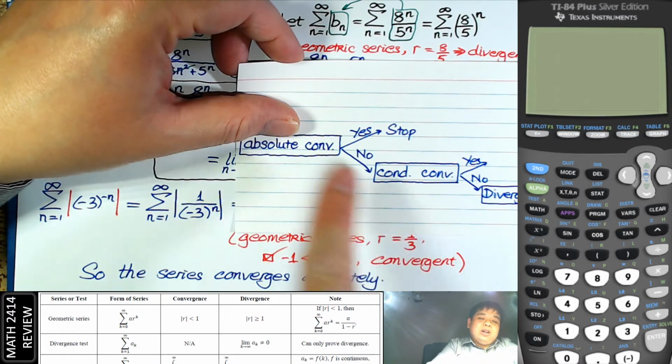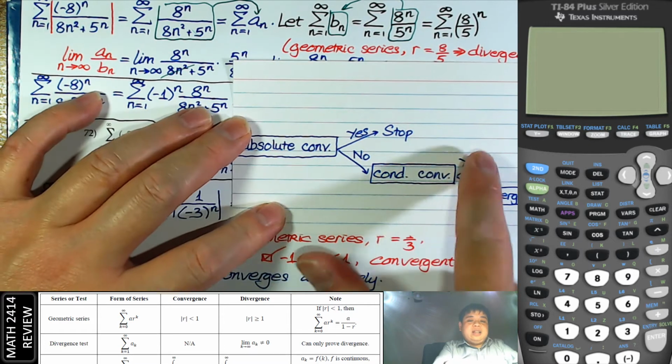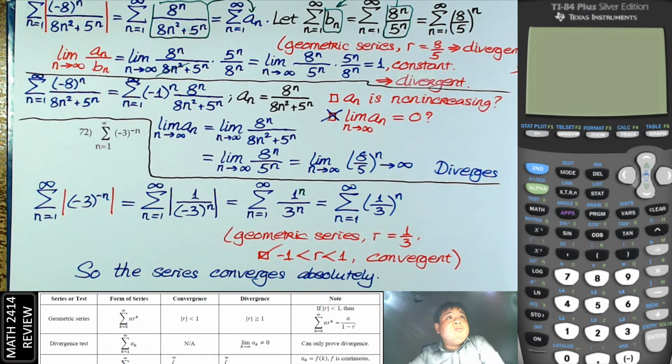If it doesn't work, go to conditional convergent. That is without the absolute values. And then we test again. So that was that one.